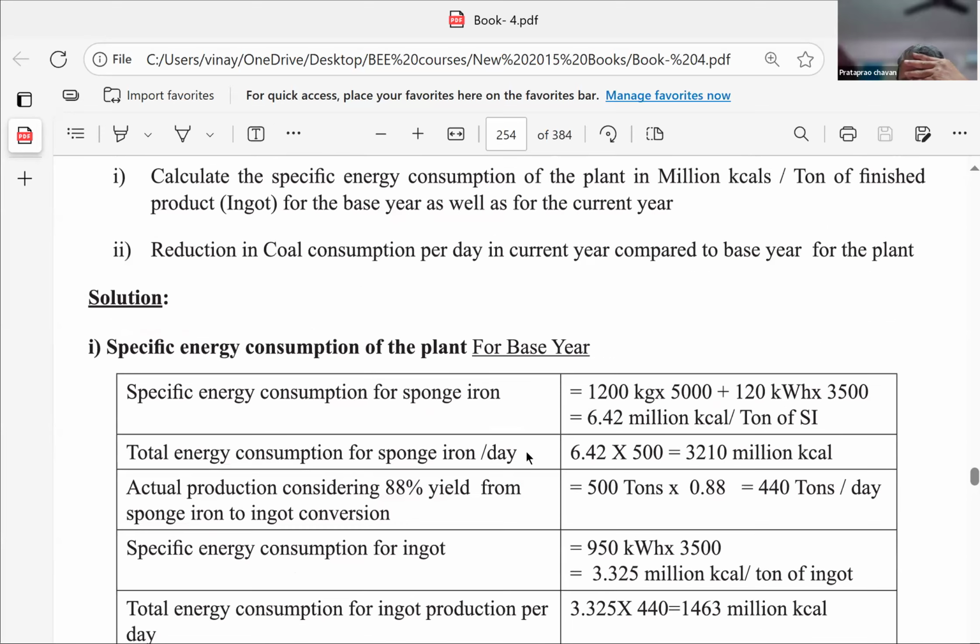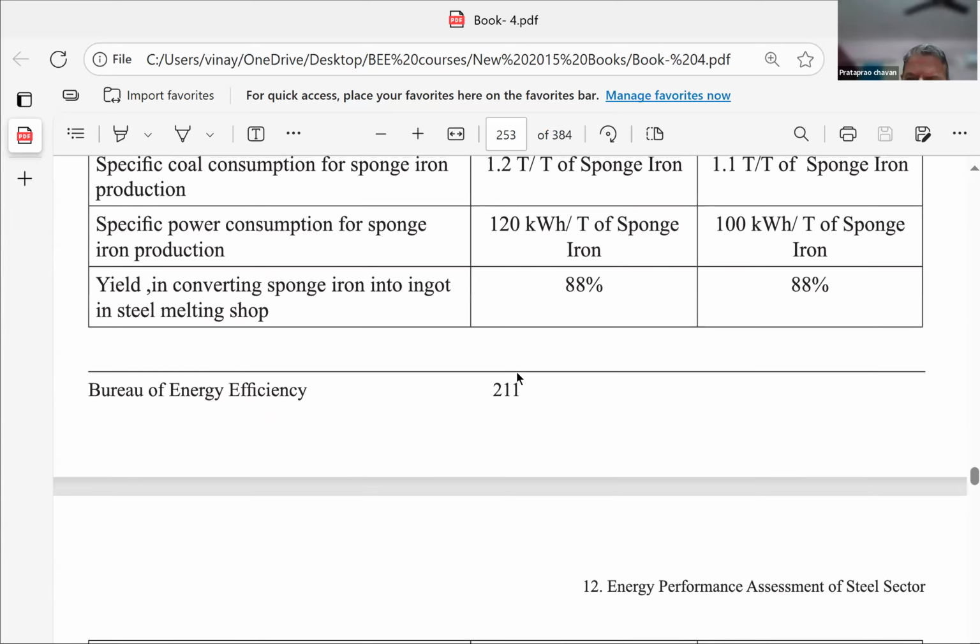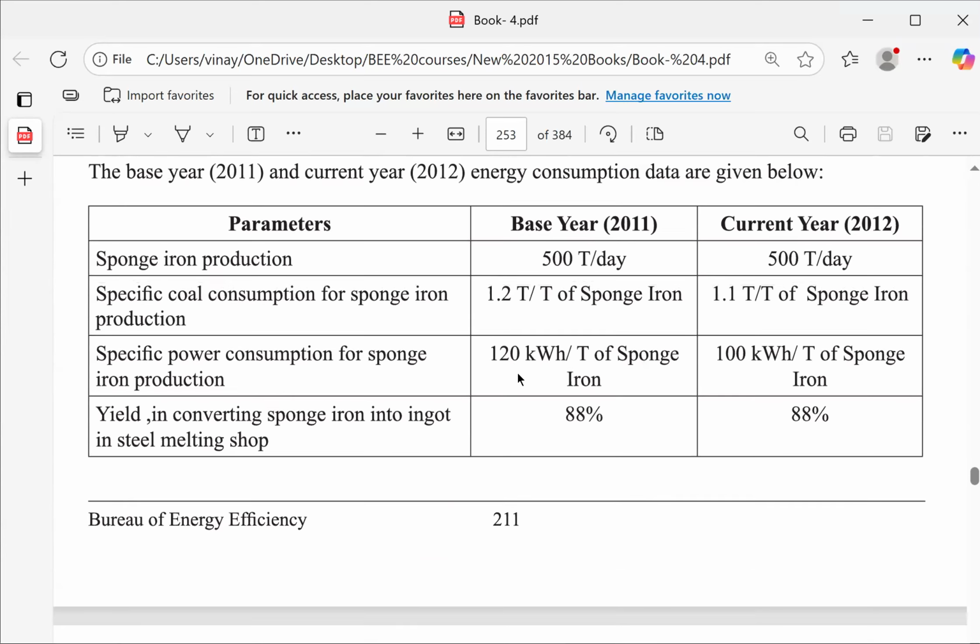Which column or row? The specific energy consumption for sponge iron. For base year. Yes, sir. 1200 kg into 5,000. Specific energy. For the two values, no? The requirement, you read the given data, sir.